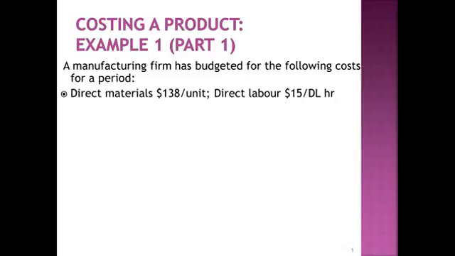Now we're going to have a look in this video at costing a product. So we're going to work through some examples. So for example 1, part 1, I'm going to set up the details first. A manufacturing firm has budgeted for the following costs for a period.